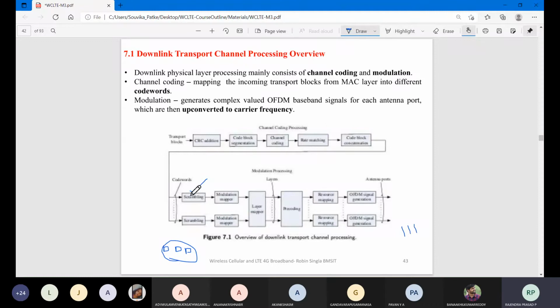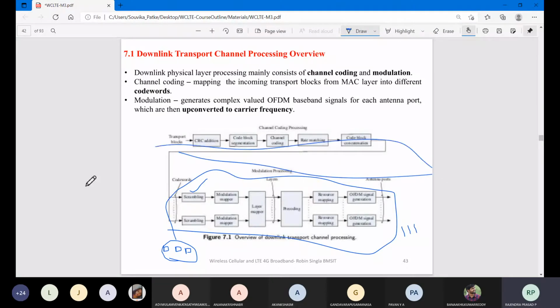So for that we have something called scrambling. Then we have modulation. Then we have the layer mapper, which is for the layers we are using, like physical layer, transport layer, so that mapping should be done. Then we have pre-coding, resource mapping. Then we have OFDMA signal generation. So this is the second part, and this will be your first part. In total, we are going to call it the downlink transport channel processing overview.